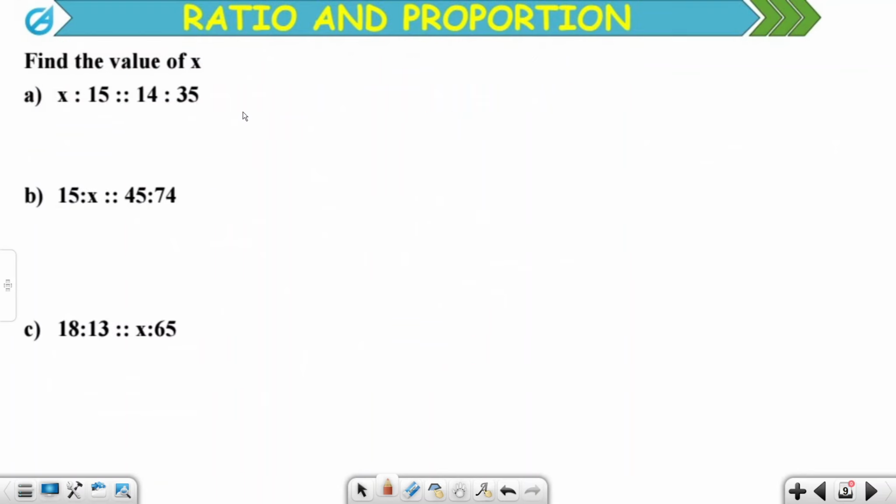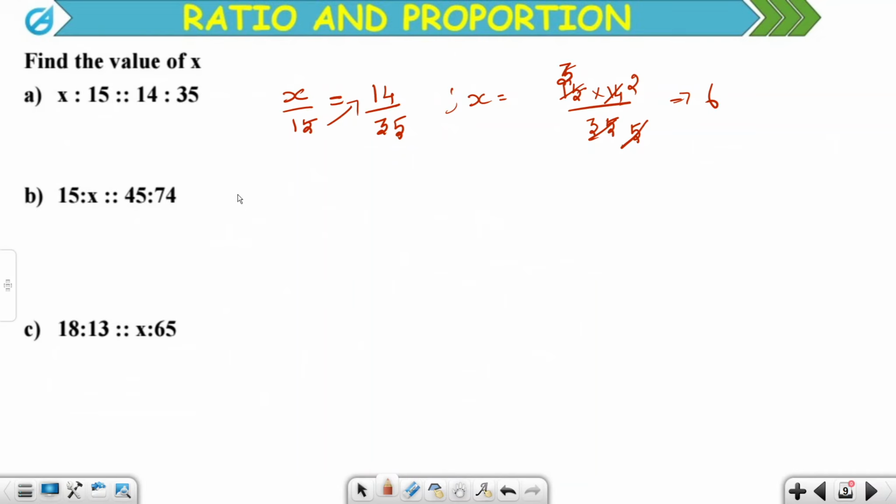So next one. See here, find the value of x. See here, how to write x is to 15? x by 15. What is the meaning of proportional? Equal. So 14 by 35. Okay, 14 by 35. So we need to find the value of x. First thing, you have to cross multiply. So 15 into 14 divided by 35. So this is 2 times and this is 5 times. Again, this is 1 time and this is 3 times. So what will be the answer?